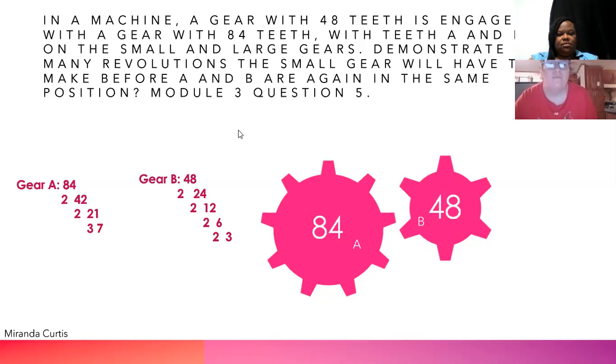Okay. We have 2 times 24. We're going to break down 24. We're going to have 2 times 12. We'll break down 12. We got 2 times 6. We're going to break down 6 to 2 times 3.